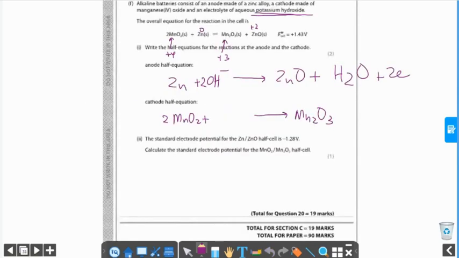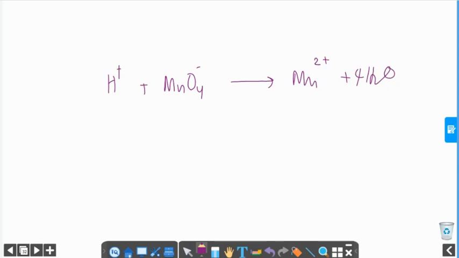One more thing: say you are balancing something in acidic media, say permanganate to manganese. You add H plus to the side where there's oxygen, and on the opposite side you add water. You balance the oxygen with 4 water and 8 H plus, and then you look at the charge. On the right side it is 2 plus, on the left side 7 plus, so you add 5 electrons to make it 2.